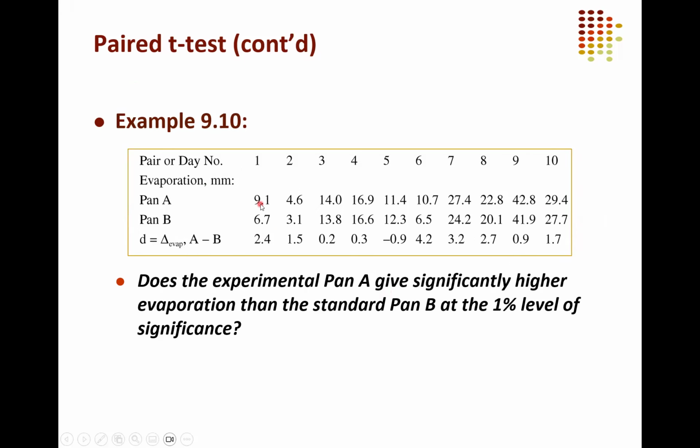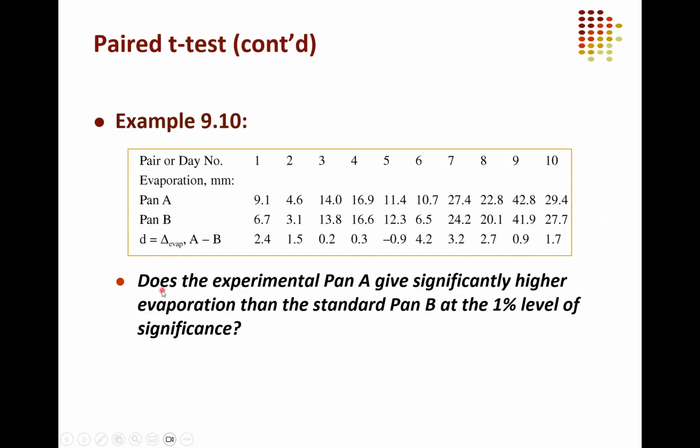Pan A values for successive 10 days. These values are given over here. And for evaporation pan B, the values are given. So we can define the difference variable on the basis of the differences in the individual set values from pan A and pan B. So right now it is A minus B. Okay, so the majority of values are higher and one value is smaller.